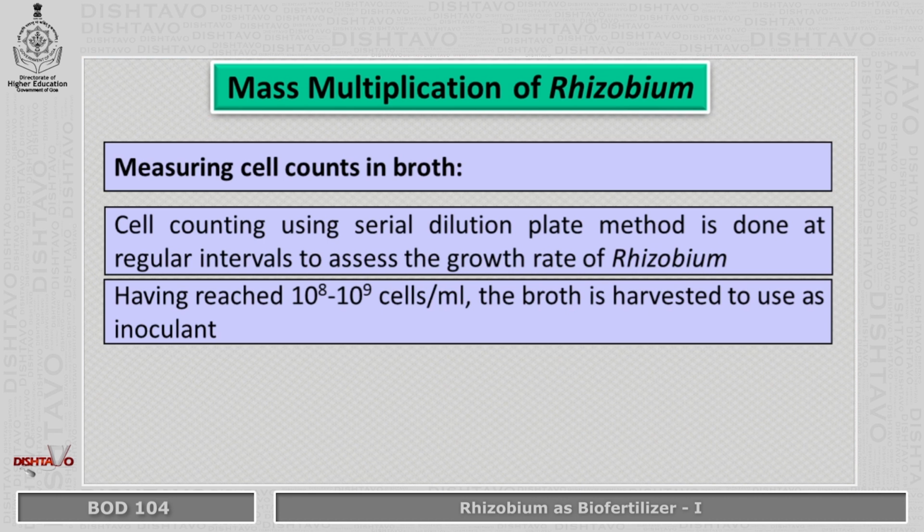For measuring cell counts in broth, cell counting using serial dilution plate method is done at regular intervals to assess the growth rate of rhizobium. Having reached 10⁸ to 10⁹ cells per ml, the broth is harvested to use as inoculant.